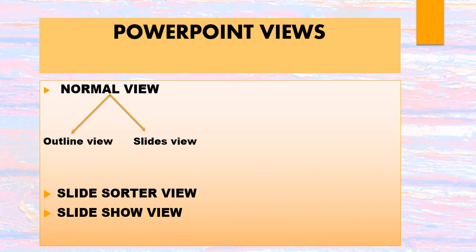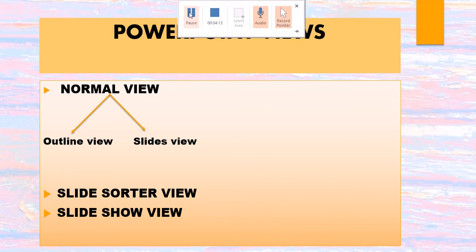Another one, the third type of view, is slideshow view. This slideshow view is used for giving an on-screen presentation. Now, these were the three types of PowerPoint views. Now we'll study them with the help of an example, that is, with the help of PowerPoint, how and where we can see these PowerPoint views.